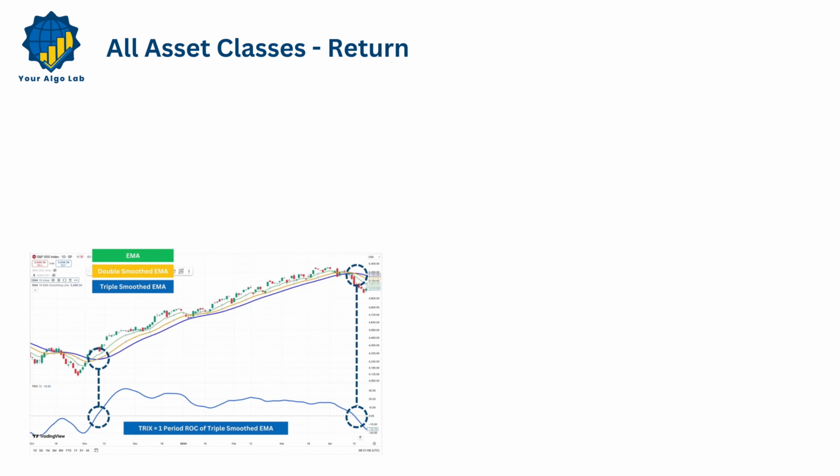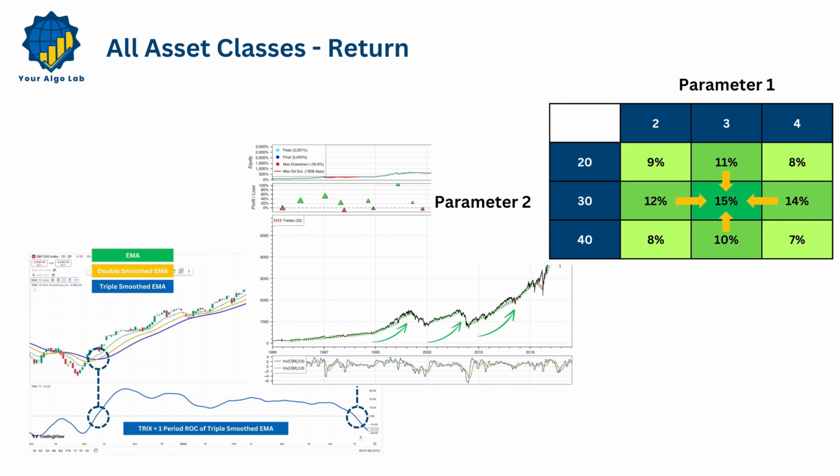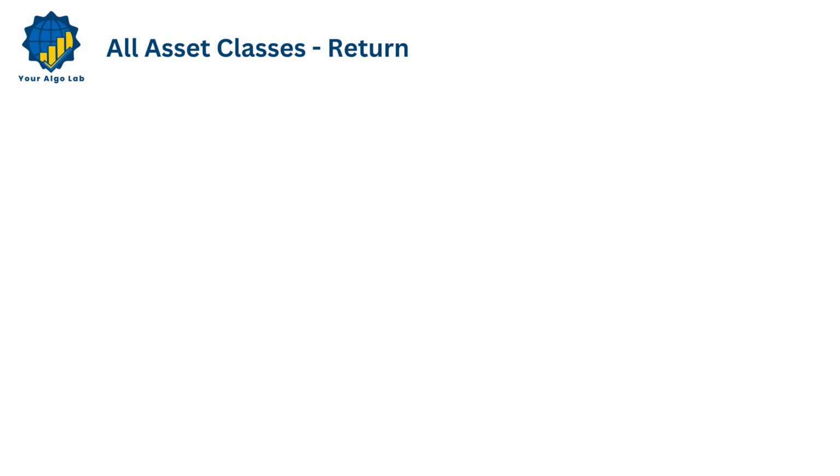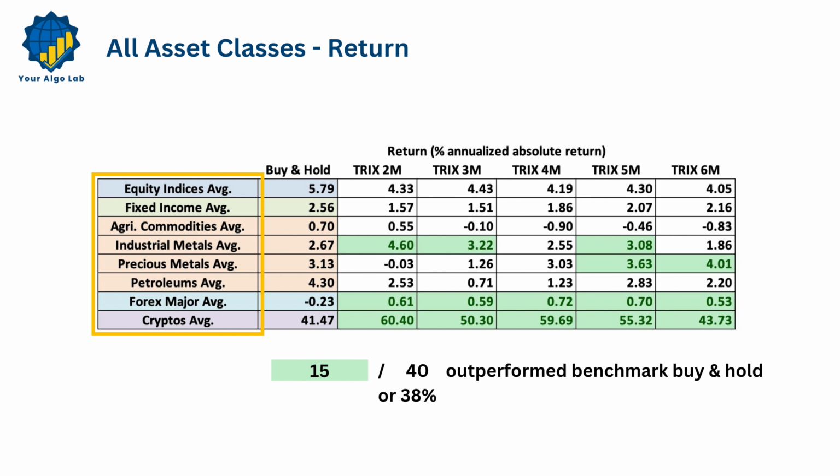Let's wrap it up. In the past 3 episodes, we have backtested the long-term resampled TRIX strategy and performed grid search optimization across nearly all asset classes. Here are some key takeaways from our findings, highlighting the averages for each asset class. In terms of absolute returns, the TRIX outperformed the benchmark in 15 out of 40 cases, or 38%. This is slightly less than the 40% outperformance with the resampled moving average strategy.